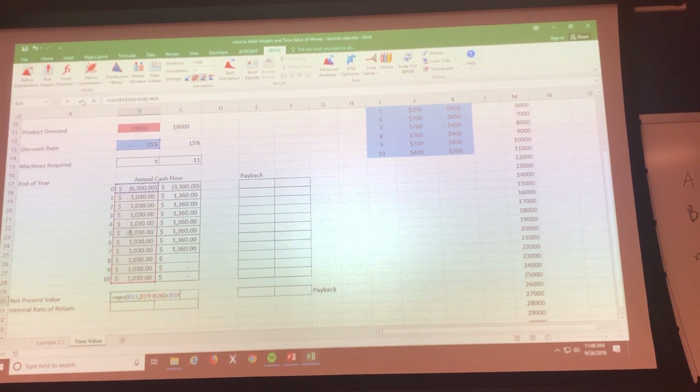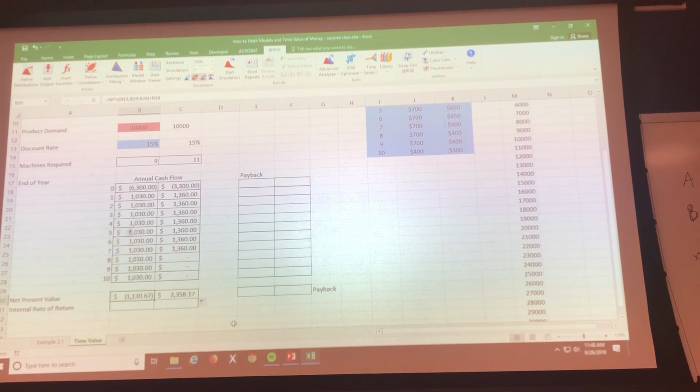Okay, so I'm going to copy this over, because everything that's there is relative to the next column, so we can talk about both numbers at once. So that's actually negative 1130.67, whereas this one's positive 2358. I think we probably realize we'd want to go with the thing that's positive, but there's a better question than that. That negative 1130.67, is that telling you that this project loses money?